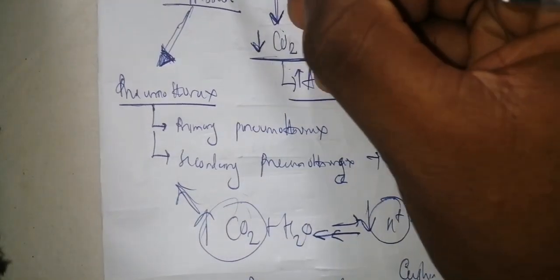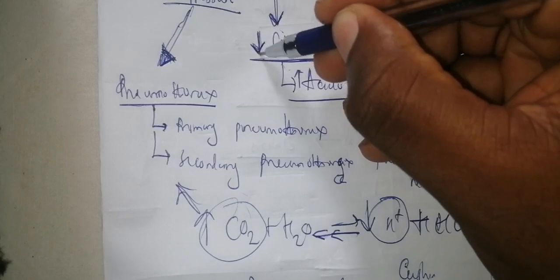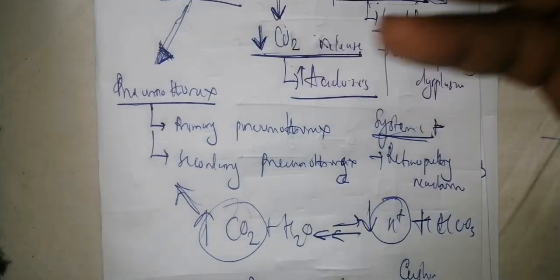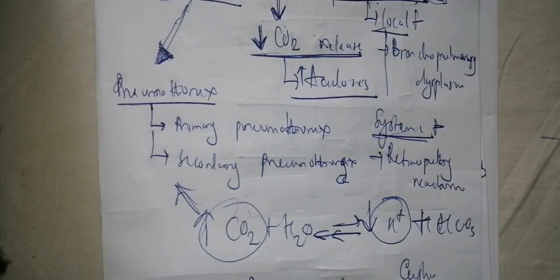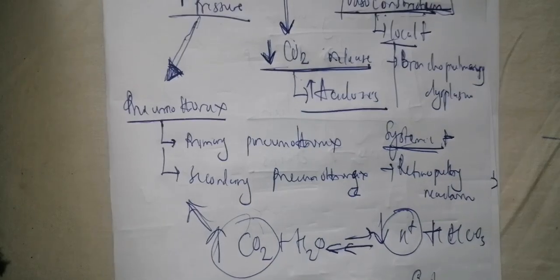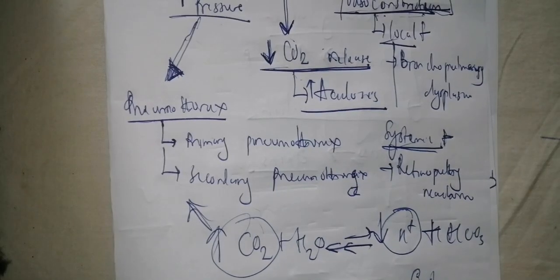Now, for the pressure, an increase in pressure and a decrease in carbon dioxide release, those are acute complications. So pneumothorax can result when you give excessive oxygen to the child. So those are the different elements.